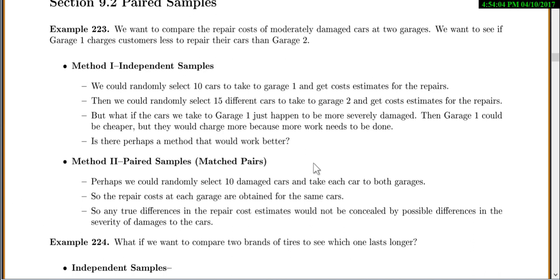So these paired samples kind of always would give you better results, but you can't always do that in real life. So sometimes we do use independent samples, and that's really what ends up happening most often. But if you can, paired samples are great.